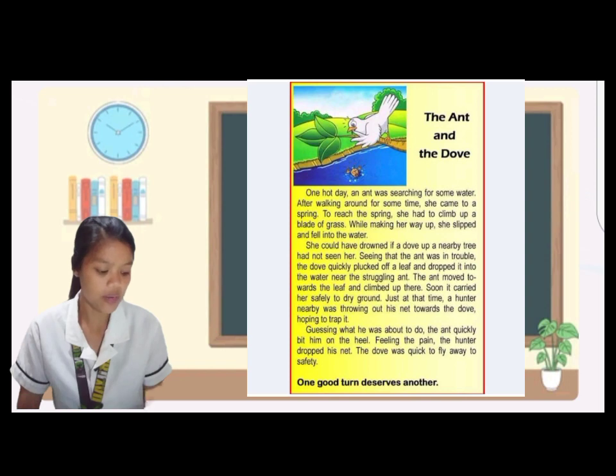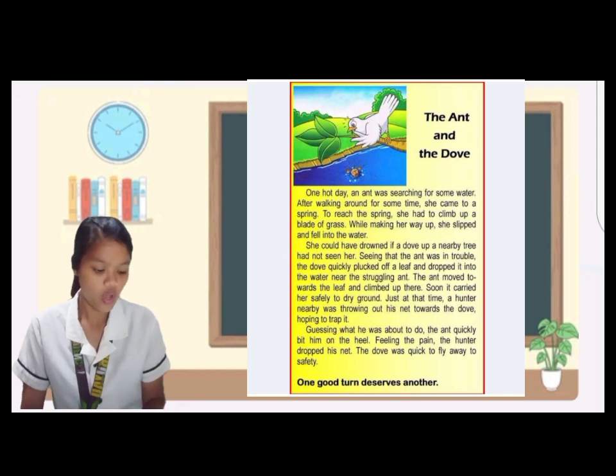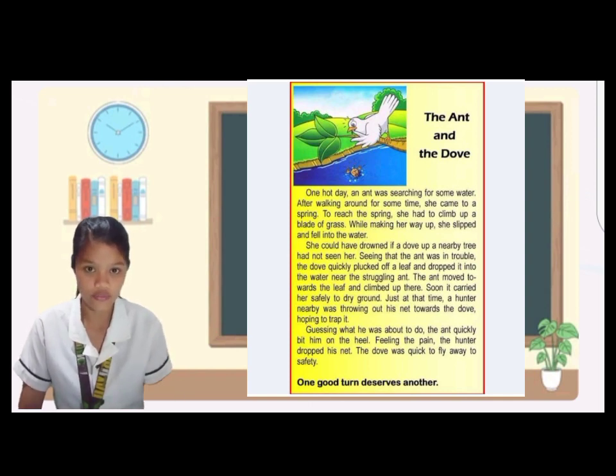Just at the time, a hunter nearby was throwing out his net toward the dove, hoping to trap it. Guessing what he was about to do, the ant quickly bit him on the heel. Feeling the pain, the hunter dropped his net. The dove was quickly able to fly away to safety.